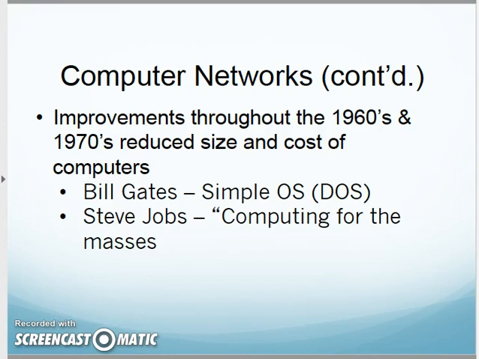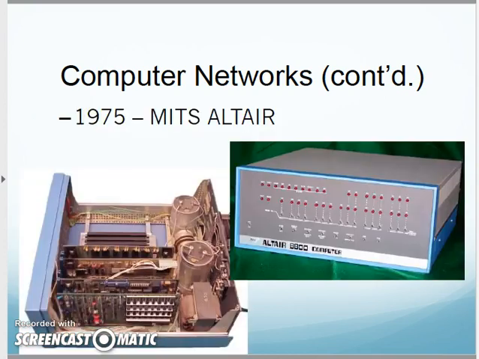So we're having systems like this now, doing multiple calculations quickly. As we move to the 60s and 70s, size is reducing, cost is reducing, and then we start having people like Bill Gates and Steve Jobs come on the scene, including Steve Wozniak too. Bill Gates with the idea of a simple operating system, DOS, and people like Steve Jobs and Steve Wozniak coming up with the idea of computing for the masses. We should be able to have computers for everybody.